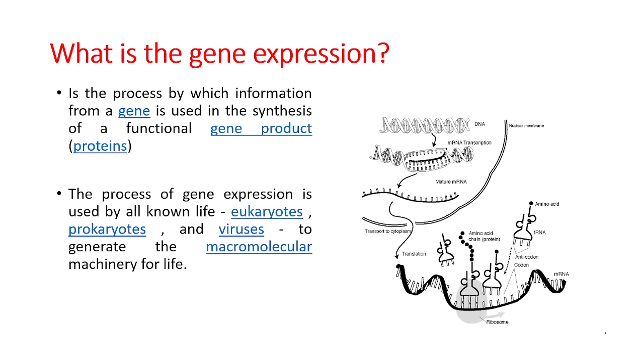Now the process of gene expression is used by eukaryotes, prokaryotes, and different viruses. Why do they do that? To generate the macromolecular machinery of life. So gene expression is done by all of these organisms to perform certain functions. What we see here is the DNA, then mRNA transcription, after that the mature mRNA, and then translation, where tRNAs carrying different codons coding for particular amino acids give us our protein of interest.